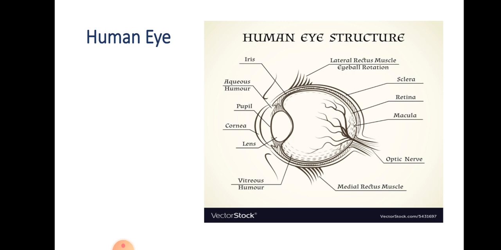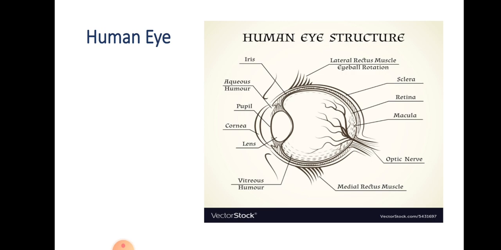This is the structure of the human eye. The eye has a nearly spherical shape, and the outer coat of the eye is white.